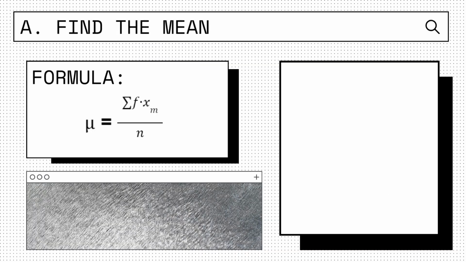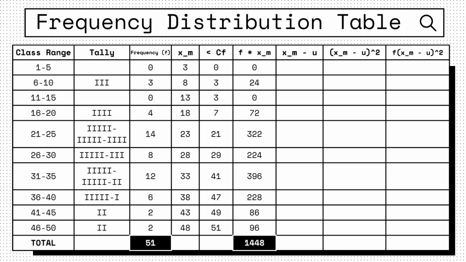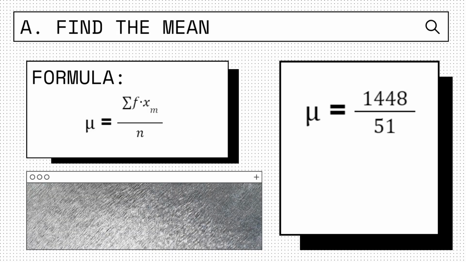For the seventh column, to identify the x sub m minus mean, we have to find the mean first. To find the mean, we are going to use the formula: mean is equal to the summation of f times x sub m divided by n. According to the frequency distribution table, the summation of f times x sub m is 1,448 and n is 51. So 1,448 divided by 51 is 28.39215686, or 28.3922 if rounded off to 4 decimal places. So our mean is 28.3922.